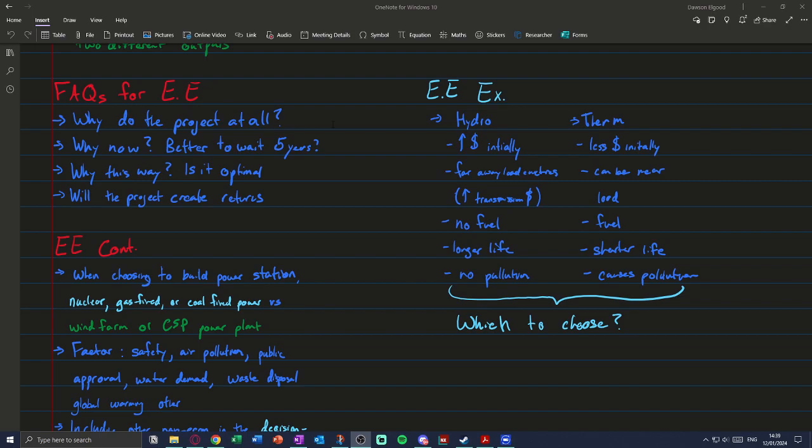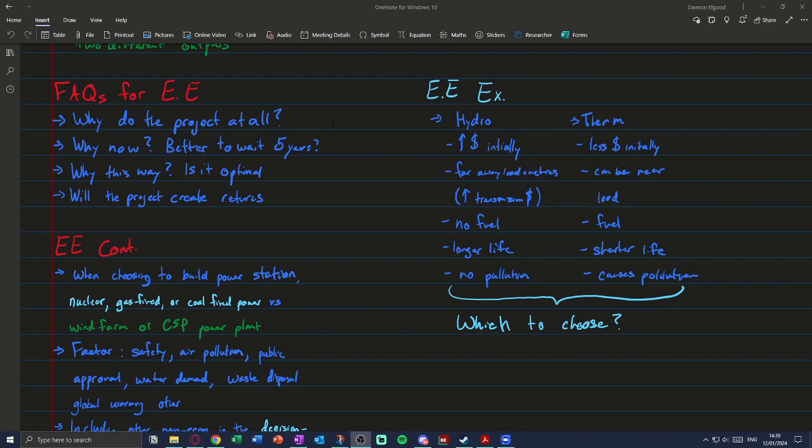And will the project create returns? When you're making a project, you have to make sure it's feasible, in the sense that you can produce money. Because if you're going to do something and lose money, it's not going to be beneficial for whoever makes it, and it won't be sustainable either.